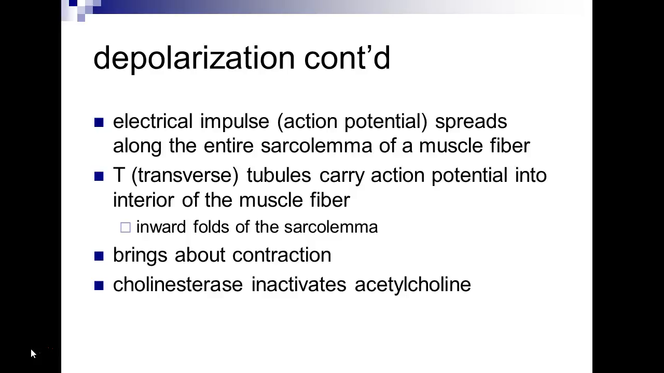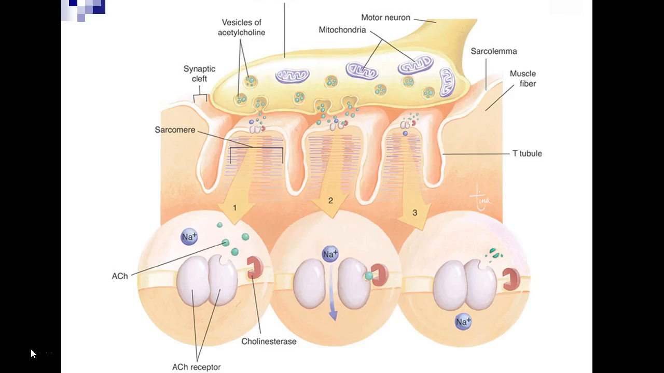And we're not going to go into all of the chemistry of it, but something has to stop that message, because it cannot continue or the muscle fiber would just wear itself out. So there is a substance called cholinesterase that can appear at that synapse to inactivate the acetylcholine to stop the message.